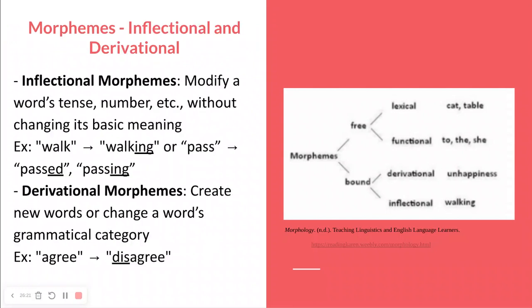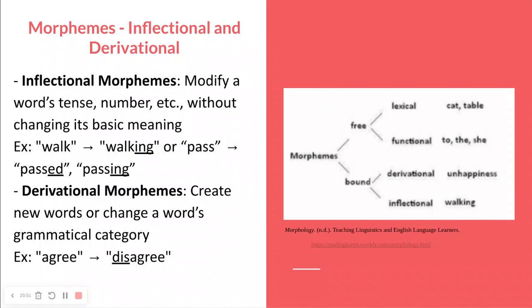Morphemes, inflectional and derivational. There are also two categories for bound morphemes, which are inflectional and derivational morphemes. Inflectional morphemes change what a word does in terms of grammar, but do not create a new word. For example, the word pass has many forms. Pass, which is the base form, passing, which is the present progressive form of pass, and past, which is in past tense.